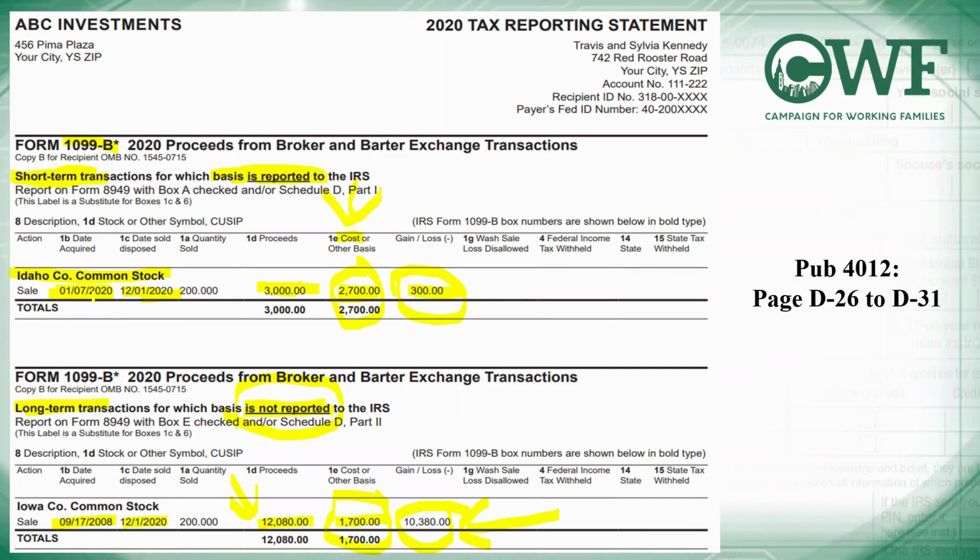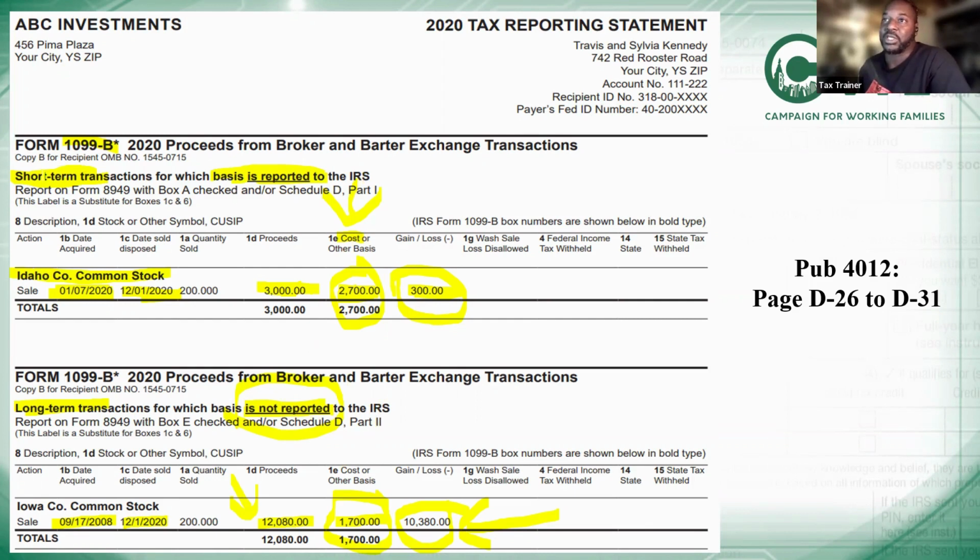Okay, so we always want to put the basis in. The basis always goes in. You always put in the basis. But especially for the one that is not reported. Yeah, exactly. Not just long term, but especially when it says is not reported, because that means the IRS has no clue what you paid for something. If the IRS doesn't know what you paid, they're going to make you pay taxes on the full proceeds, which you don't want.